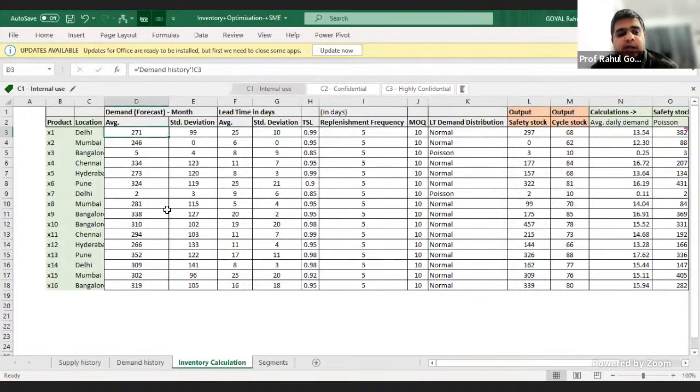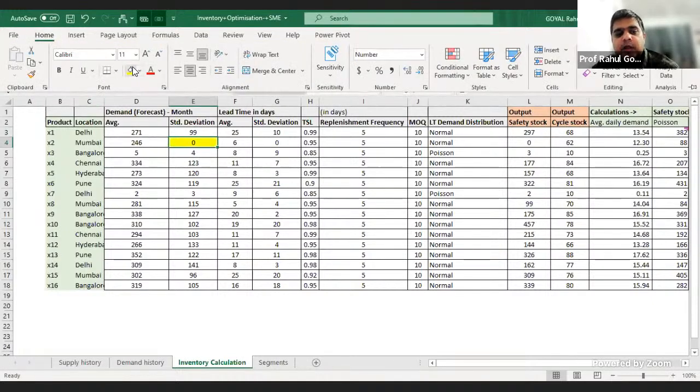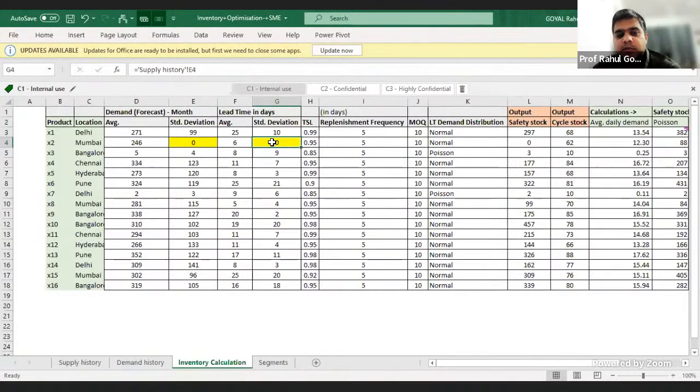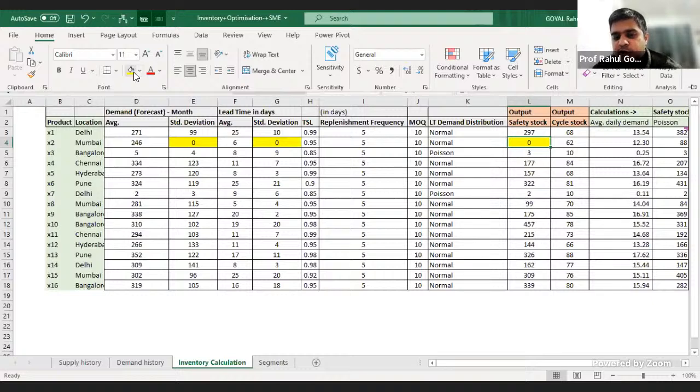So if you look at some of the important observations here, if you look at this product in Mumbai, your demand standard deviation is 0, right? So lead time demand is 0. Your lead time standard deviation is also 0, right? So when your standard deviation is 0 in both demand and lead time, what do you expect safety stock to be, right? 0, right? Because safety stock is a function of variability in demand and variability in lead time, which is 0 in both the cases, right? So safety stock is not required, right?